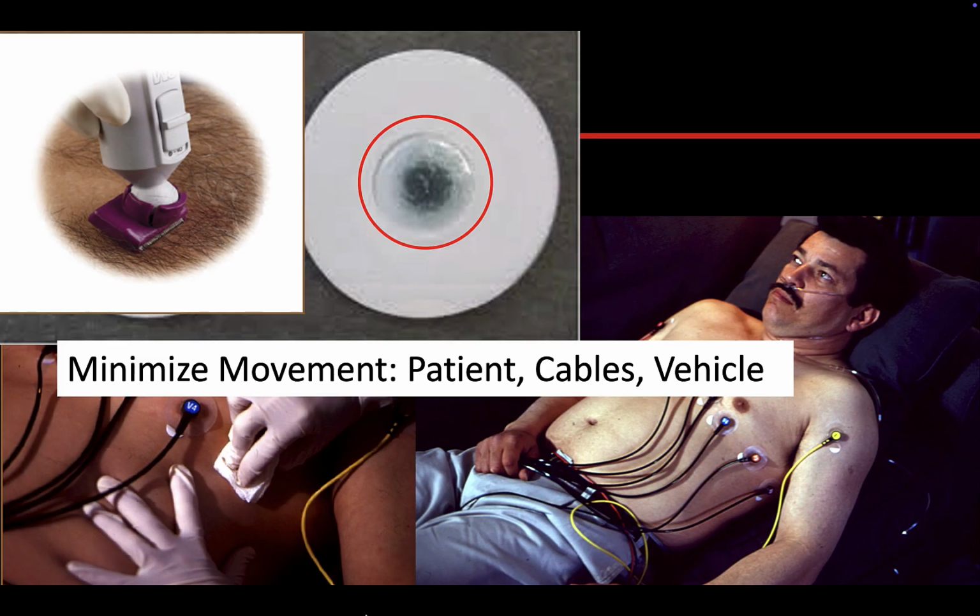Keep in mind patient movement, cable movement, and vehicle movement. You notice in this picture the patient is holding the cables in his hand. You can clip them to their clothing, clip them to a seat belt. What you don't want is the cables hanging with the weight of the cable pulling on the end of those little electrode snaps, because that will also interfere with the quality of your signal.